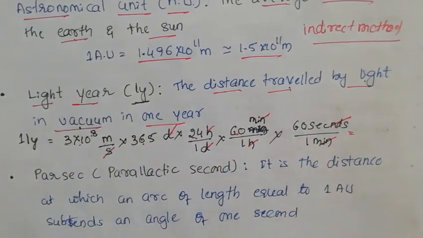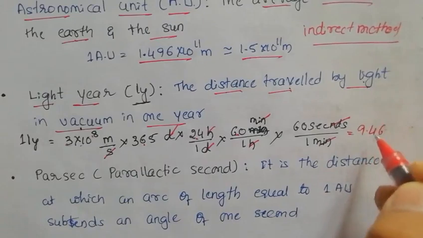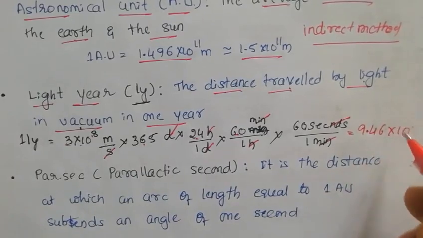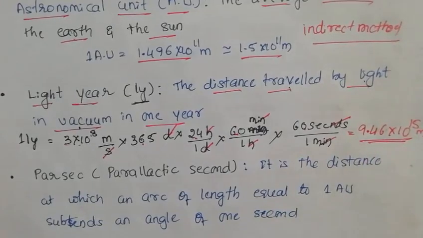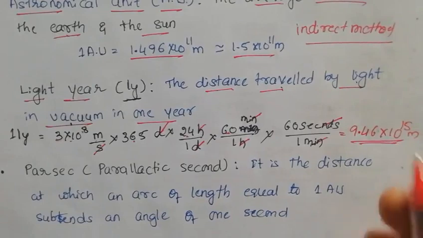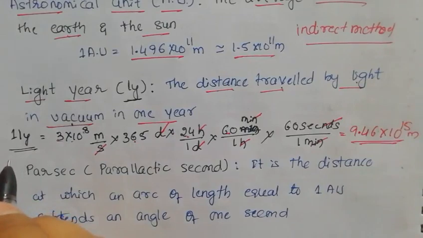you end up with an answer of 9.46 into 10 power 15 meter. That is 1 light year. So 1 light year means how much distance? It is 9.46 into 10 power 15 meter. That is the value of 1 light year. So what is 1 light year? The distance traveled by light in a vacuum in 1 year.